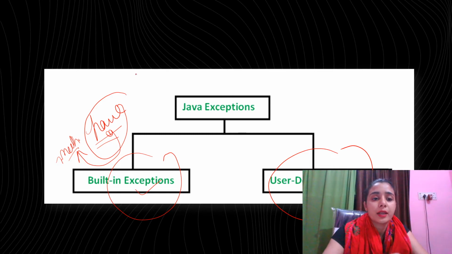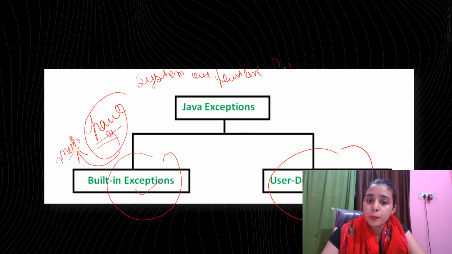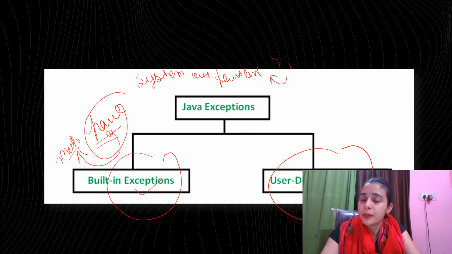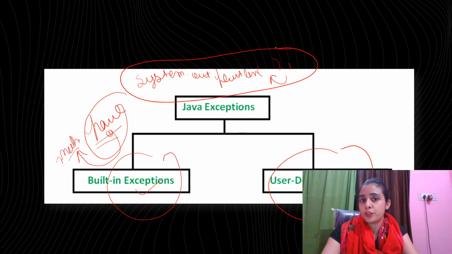This is called the built-in function. Let's take the example of System.out.println. Usually when you are working with Java, you people use this function to print something, right? So this function is predefined in Java, its meaning is predefined in Java.